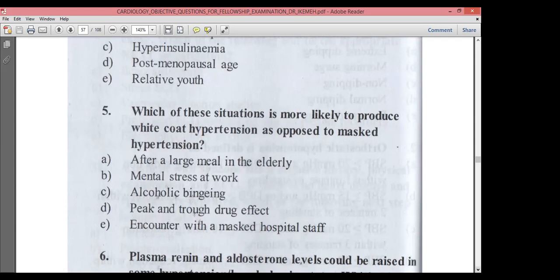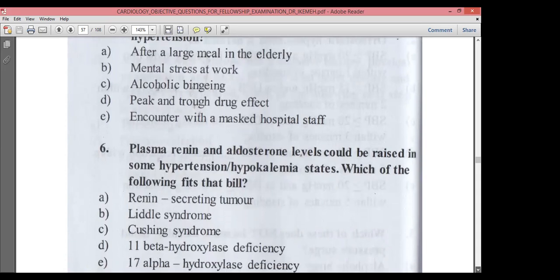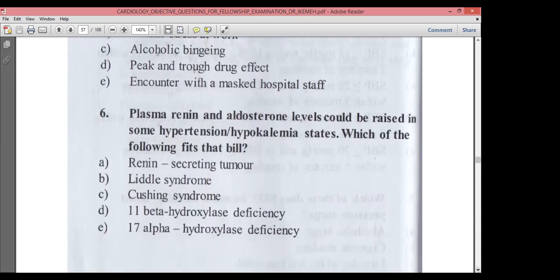Number 6. Plasma renin and aldosterone levels could be raised in some hypertension and hypokalemia states. Which of the following fits that bill? A, renin secreting tumor. B, Liddle syndrome. C, Cushing syndrome. D, 11 beta hydroxylase deficiency. And E, 17 alpha hydroxylase deficiency.